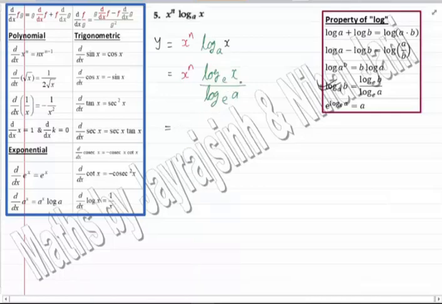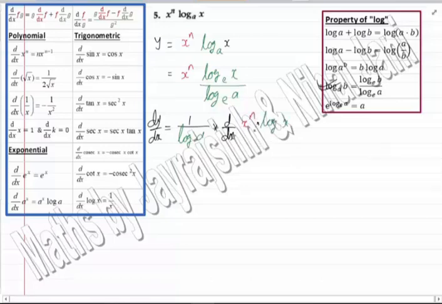Now this log a base e is a purely constant term. So when we are differentiating the function with respect to x, this log a, no need to mention base e now, will remain as it is. We just have to focus on the differentiation of x raised to n and log x.